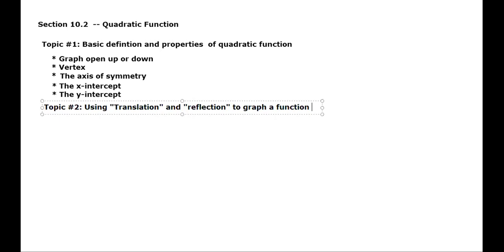So we want to take a look at the graphing, and what we call the vertex, and what is the axis of symmetry, how to find the x-intercept and y-intercept. Then after that, in topic number 2, we're going to introduce function transformations. We're going to use some techniques we call translation and reflection to graph the functions here, okay?